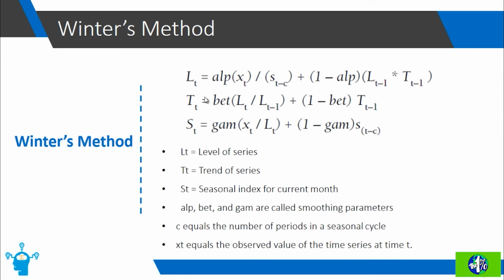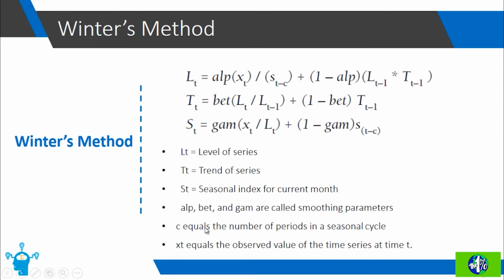So in these three equations, we are estimating the value of L, T and S. L is the level of the series. You can think of it as the base value for that particular time interval if the effect of seasonality and trend is removed from it. T is the trend of the series at that particular time period, and S is the seasonal index for that particular time period or month or quarter.